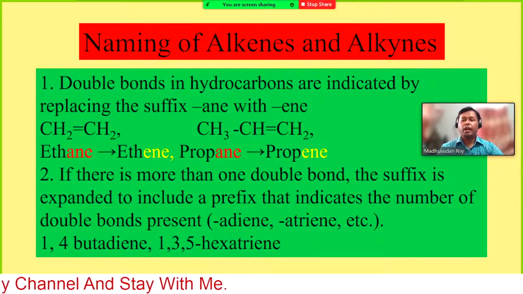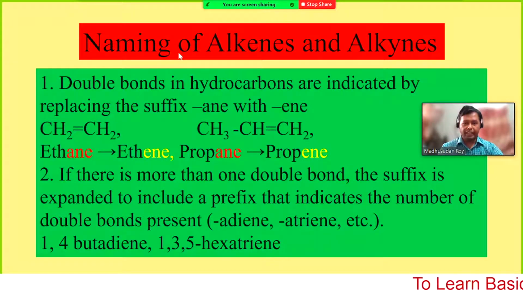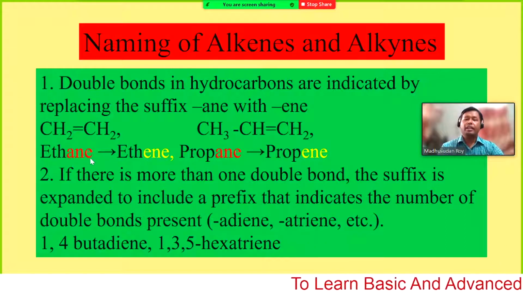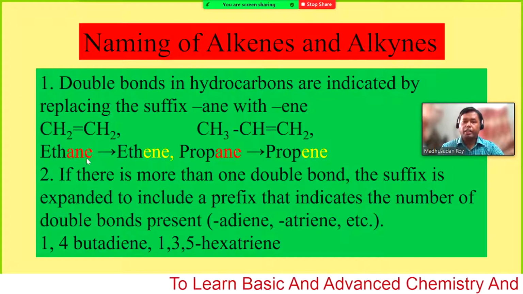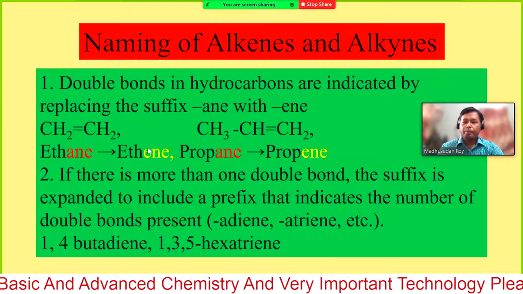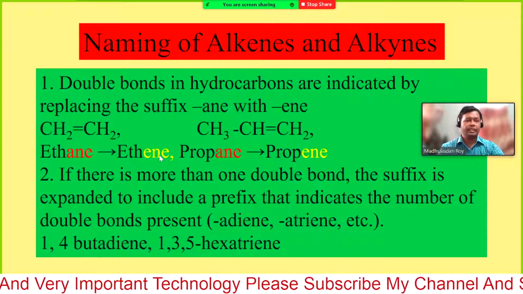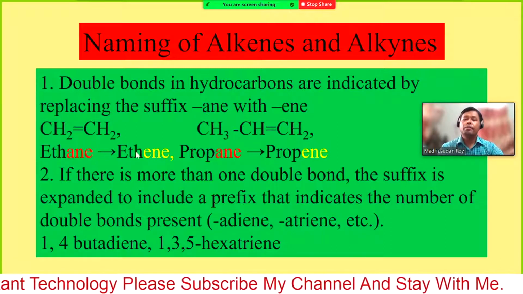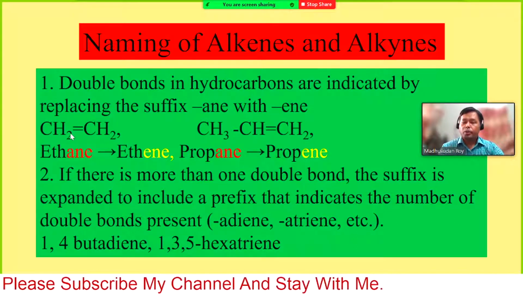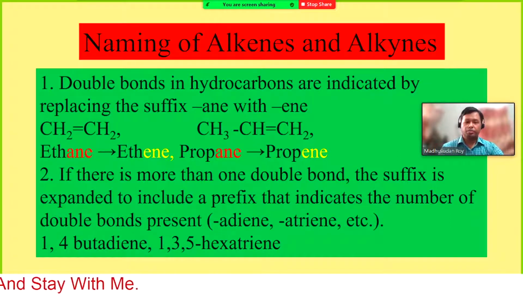Now if you have one double bond in a compound having two carbons, that is considered an alkene. So for naming an alkene, you should replace ane by ene. Just remove the ane and replace it by ene. That will give you the name of your respective alkenes. So we have ethane; now we can rename the alkene as ethene. For any alkene you should follow this way.